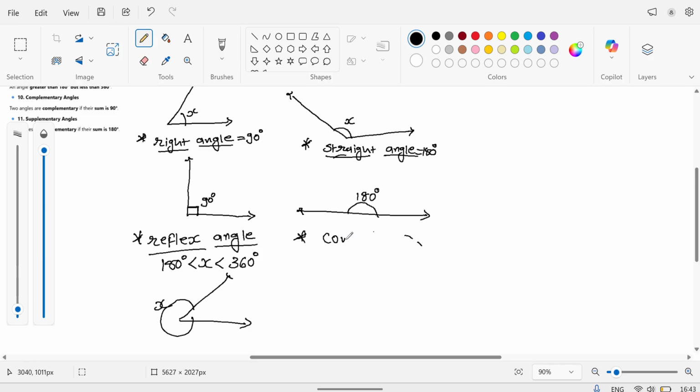The last one is the complete angle. The complete angle is basically exactly 360 degrees. The angle which has a measure of exactly 360 degrees is called a complete angle.